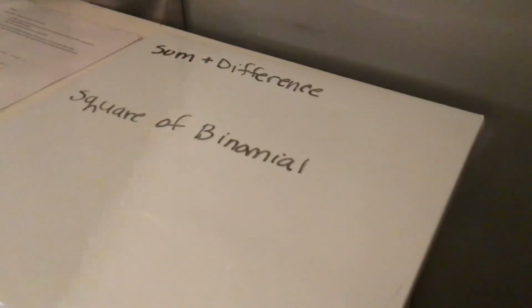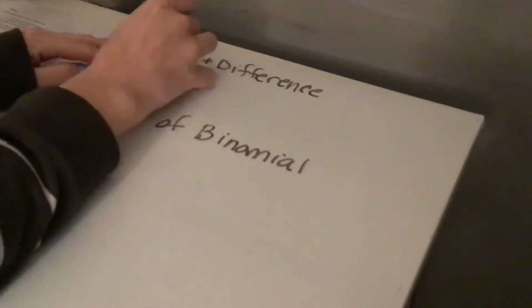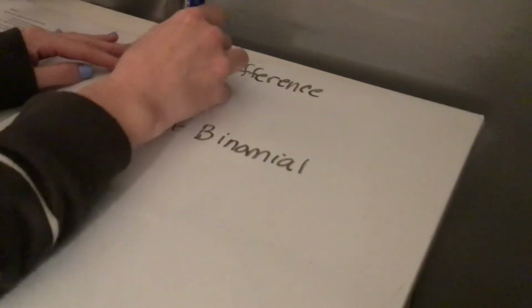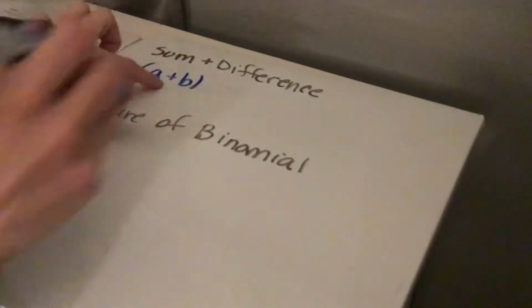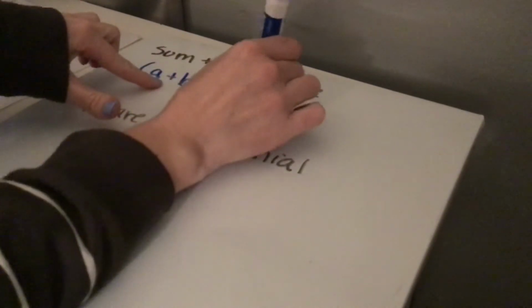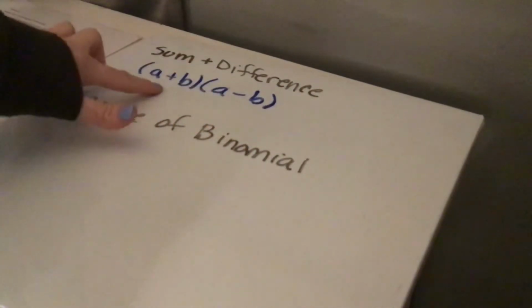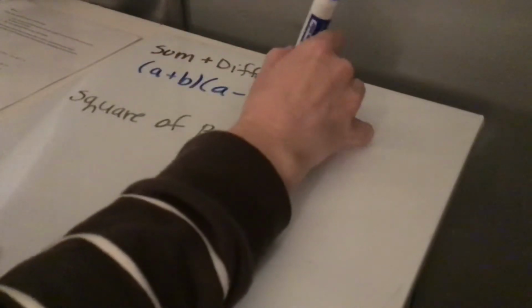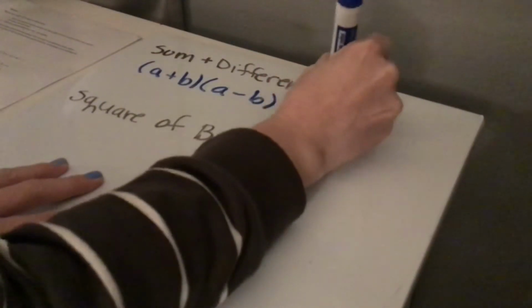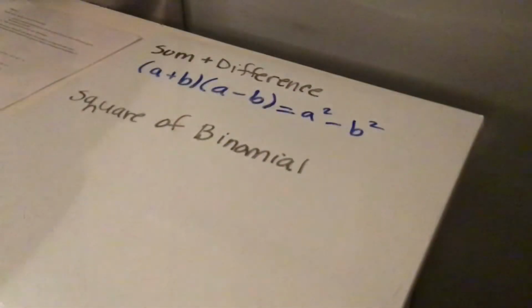Okay, and the sum and difference pattern, these are both for multiplying two binomials, okay? Remember, binomial means two terms. The sum and difference just means if I have the product and it's the same two terms, but I'm adding them and then multiplying by their difference, right? It's a sum and a difference. These are the same and these are the same. Then instead of having to multiply everything here by everything here, we can just say that's going to equal the first one squared minus the second one squared.